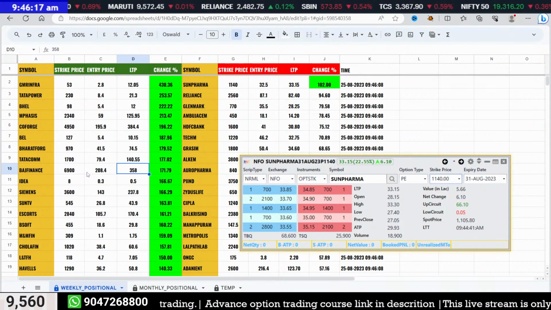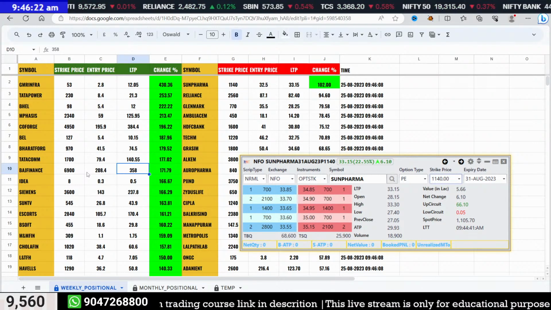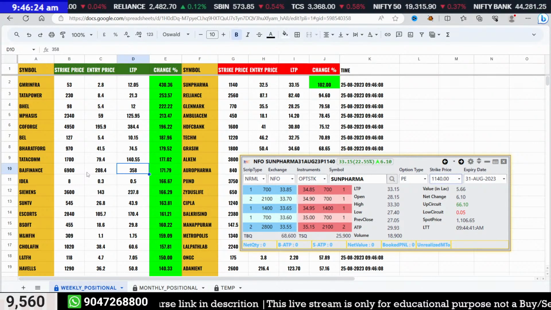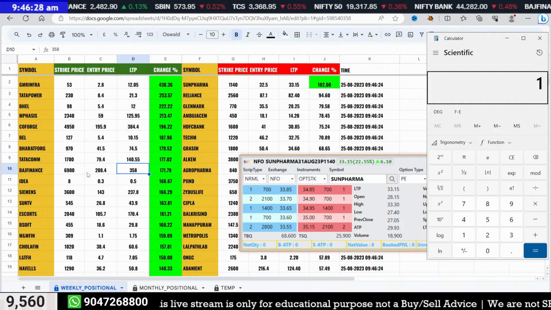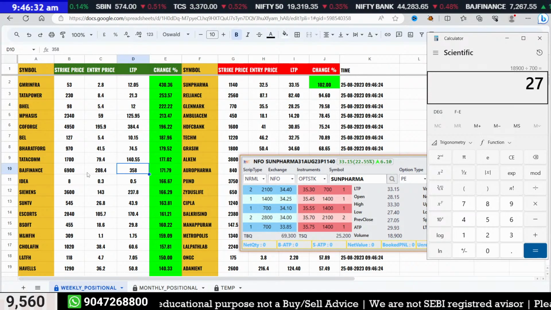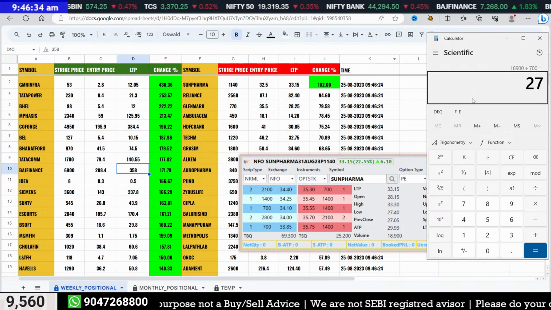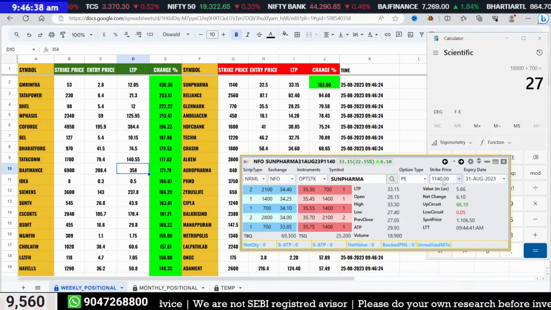So two options which we are looking at today. One is Sun Pharma. There is an 18,900 volume. So you need to get the exact contracts traded for that. So 18,900 divided by 700. So how many contracts? Only 27 contracts were traded on Sun Pharma at the strike price of 1140.